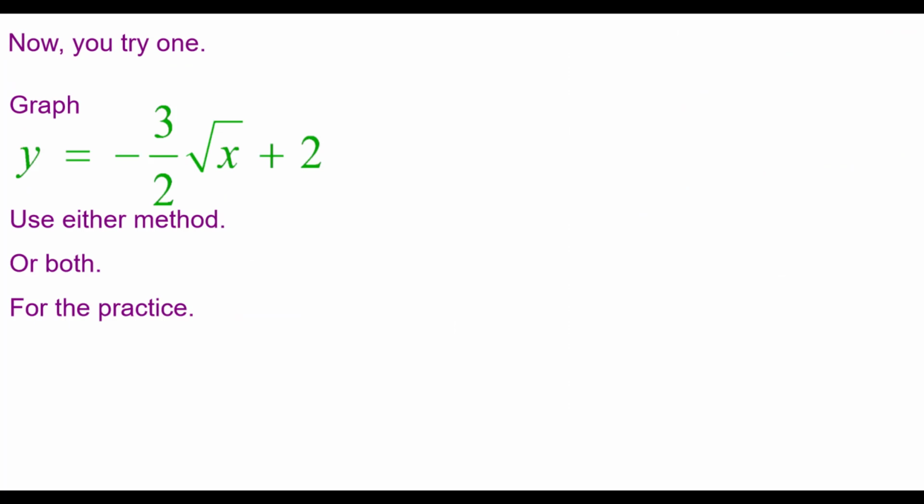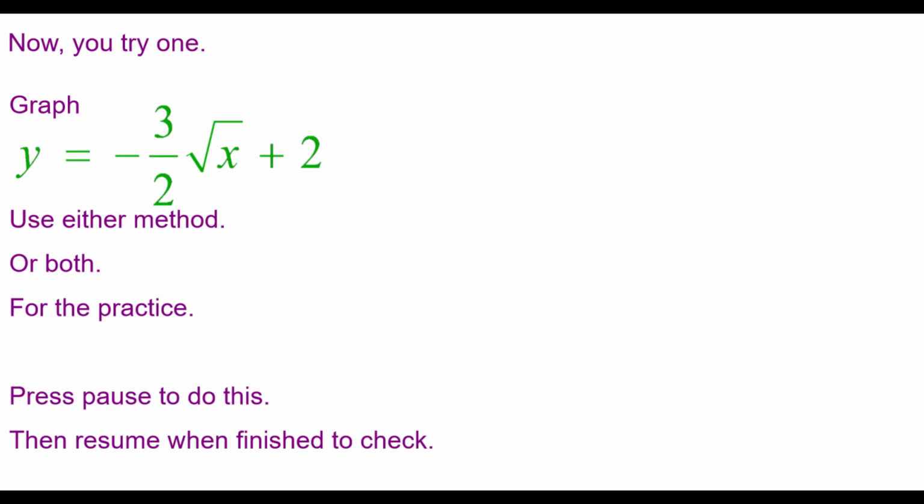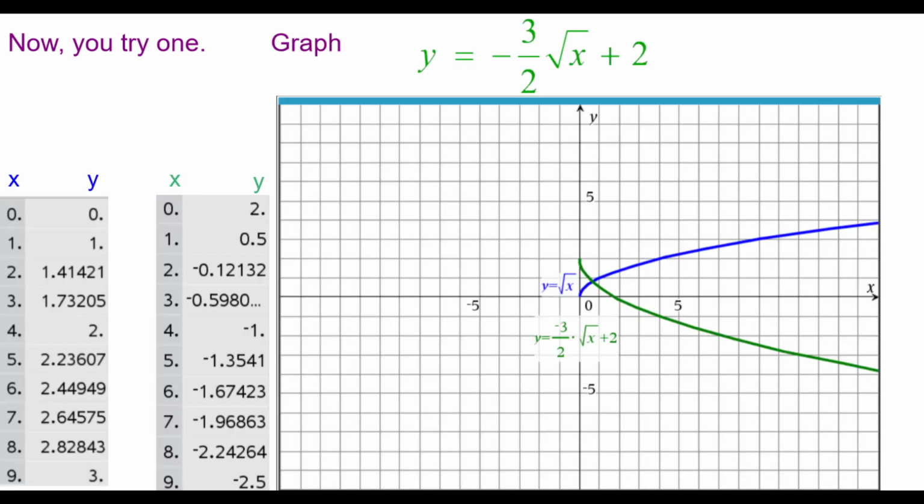Now you try one. Graph y equals -3/2 times the square root of x plus 2. Use either method or both for the practice, and press pause to do this and resume when you're finished to check your answer. And here is your answer here in green and the table.